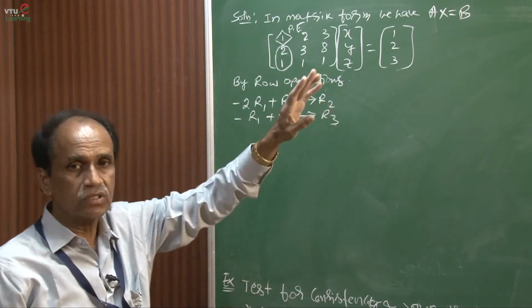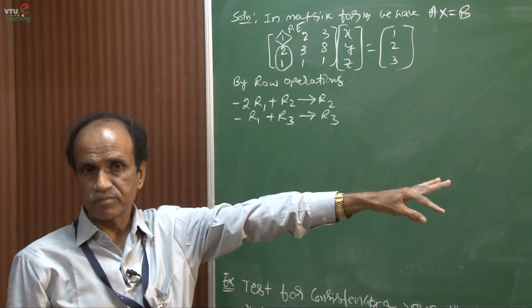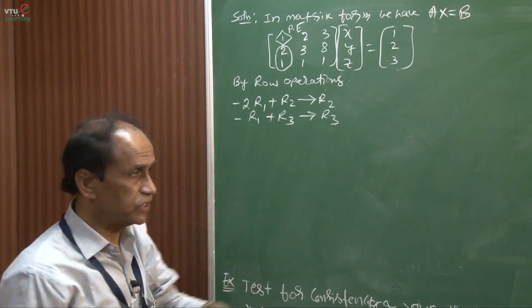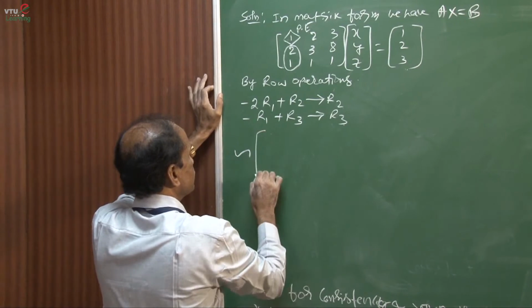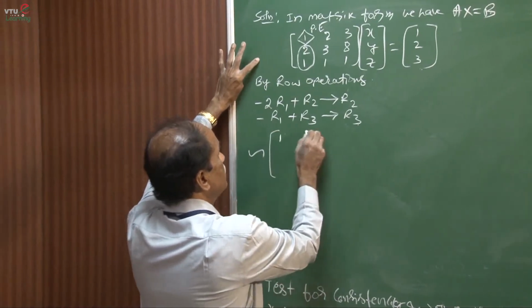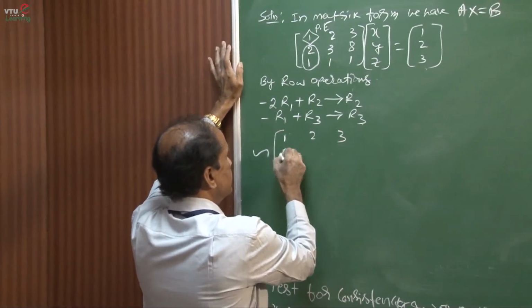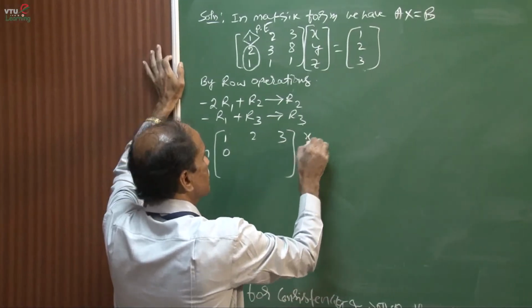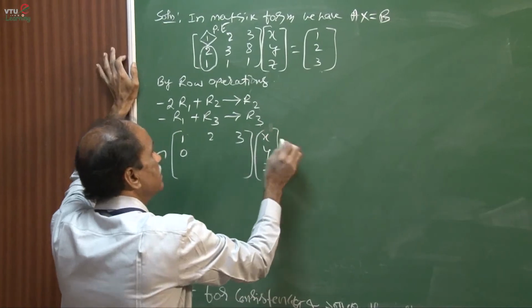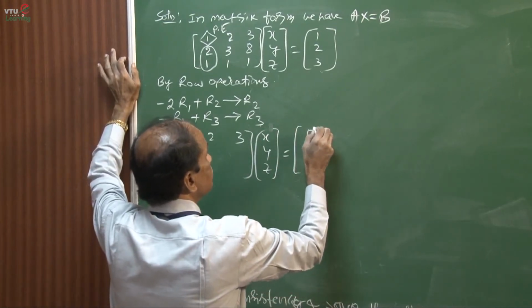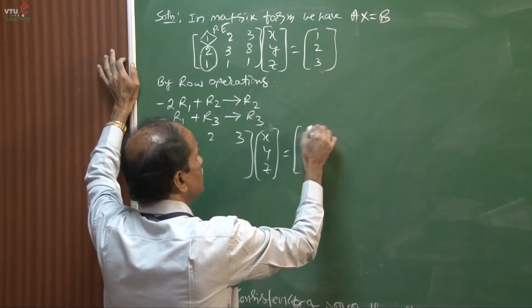That also holds good. Anyone, but not both at a time. Any one choice you take and then proceed. So now this is equivalent to writing 1, 2, 3 undisturbed, and the X, Y, Z column matrix undisturbed. Then on the right side, first you have to write the number 1 as it is.